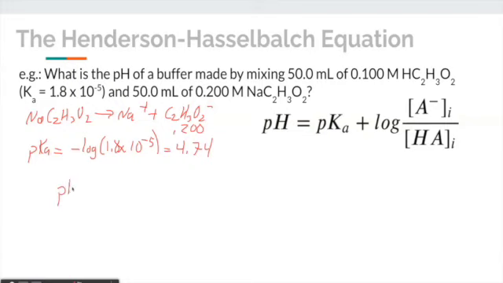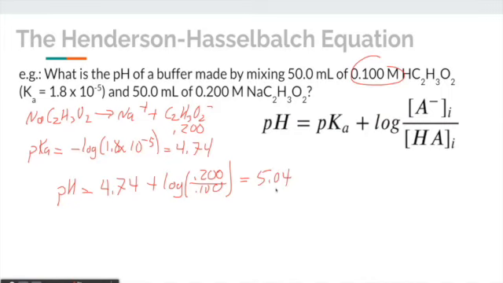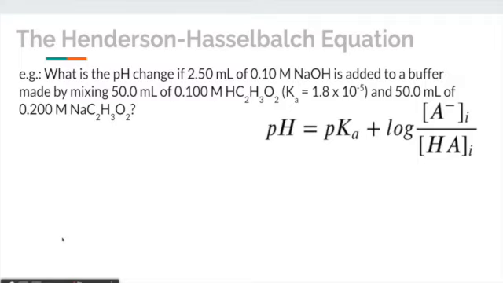So the pH of our buffer is going to be equal to that pKa, 4.74, plus the base 10 logarithm of the concentration of A-, well, that's 0.2, divided by the initial concentration of acetic acid, and that was 0.1 molar. So we take the log of 2, essentially, add it to 4.74, and that will give us our overall pH, and that is 5.04.